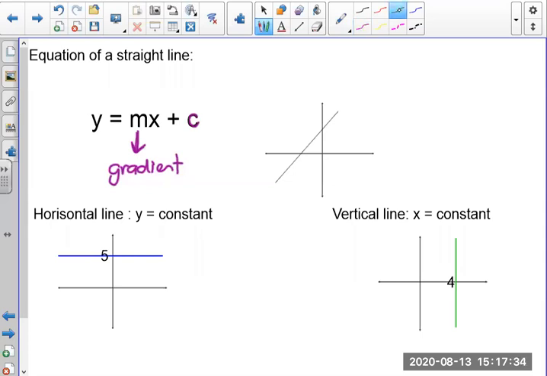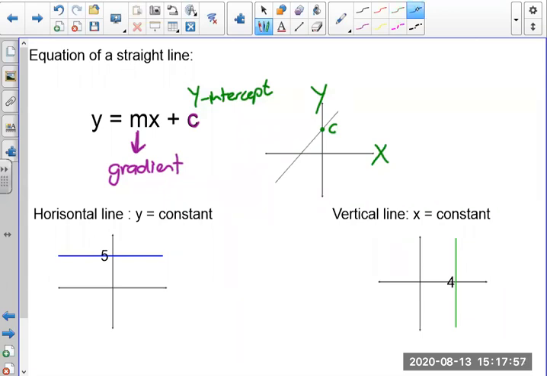c stands for the y-intercept. And what does y-intercept mean? It's where your line cuts the y-axis. That's what y-intercept means. Now, usually you will not have the y-intercept. So that's what you're going to calculate.